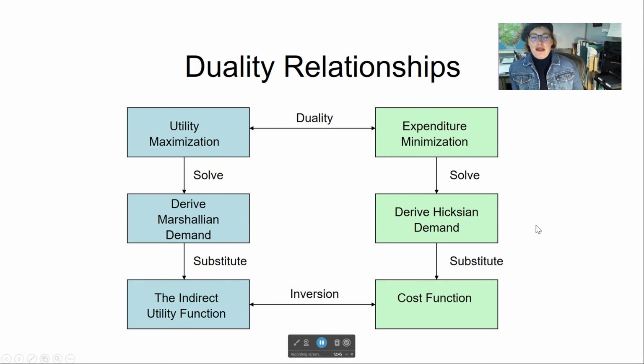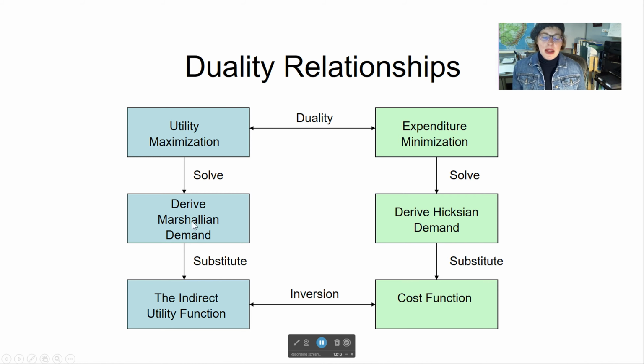Roughly, this diagram of duality relationships gives you an idea of how the different types of relationships are between different types of mathematical functions in economics. We started out the semester looking at utility maximization and using it to derive Marshallian or ordinary demand, which we talked about for much of our time.